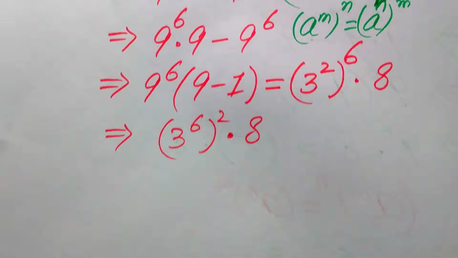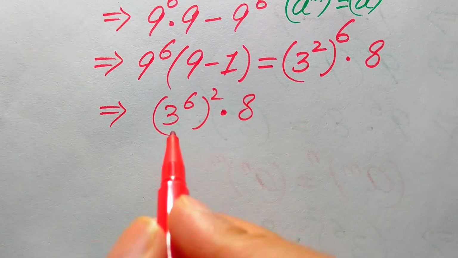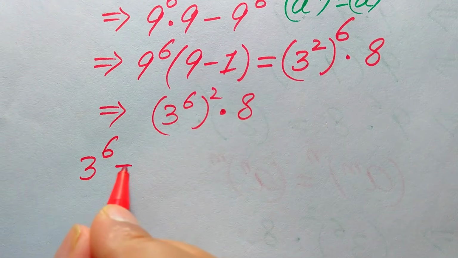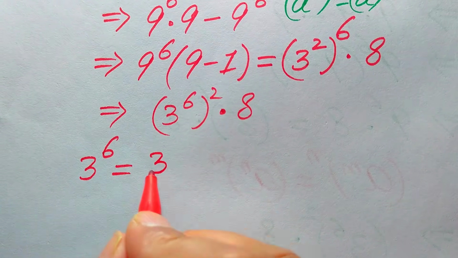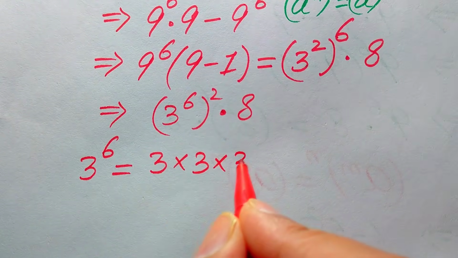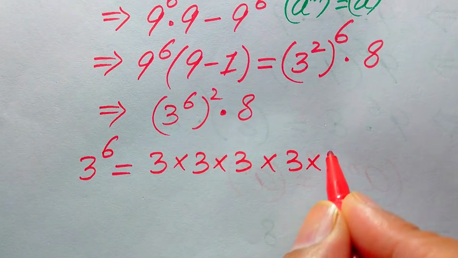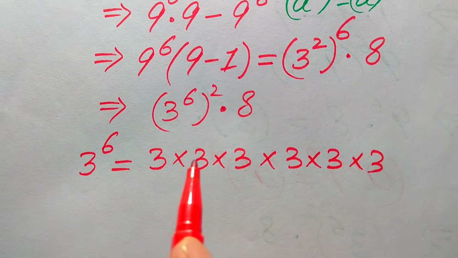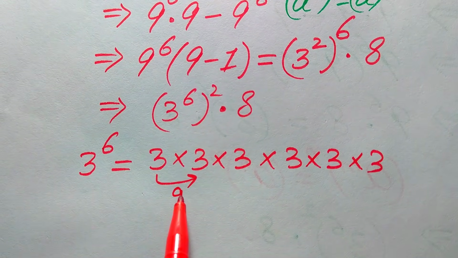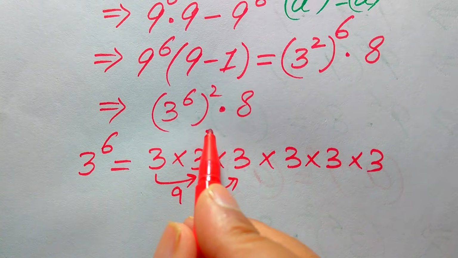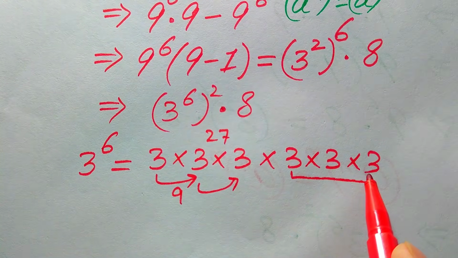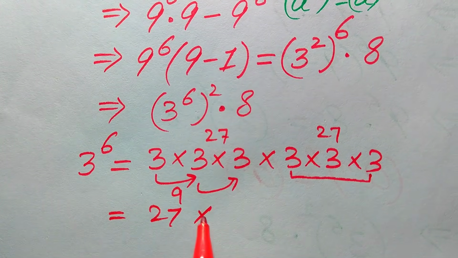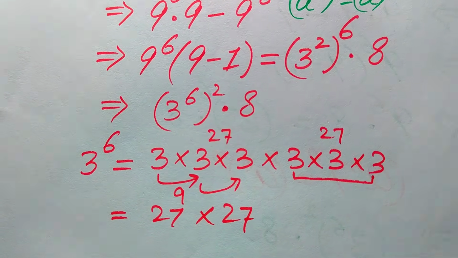In the next step, first we solve the base of this term. This is 3 to the power of 6, and you know that the meaning of 3 to the power of 6 is that we multiply 3 with 3 six times in this way. So you see that here we multiply 3 with 3 six times. 3 times 3 becomes 9, 9 times 3 becomes 27. Similarly, when you multiply the other three values, you again get 27, and we write 27 multiplied by 27.